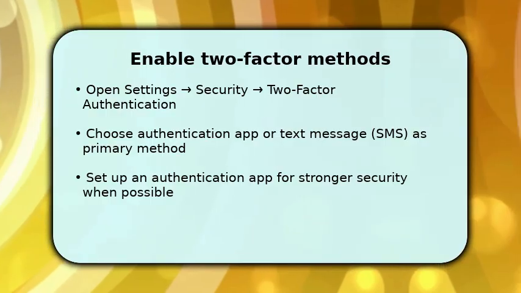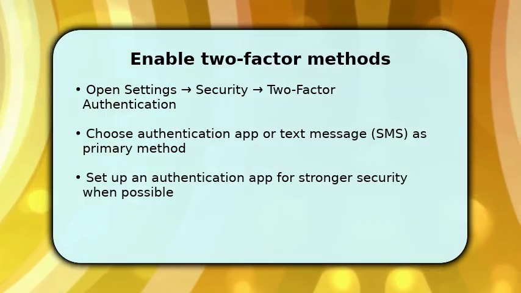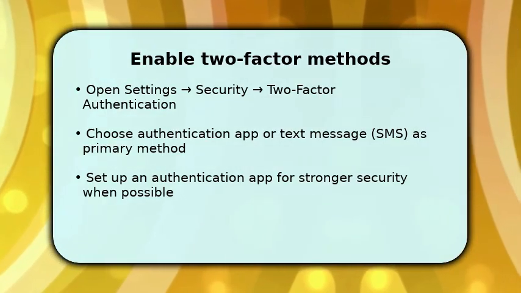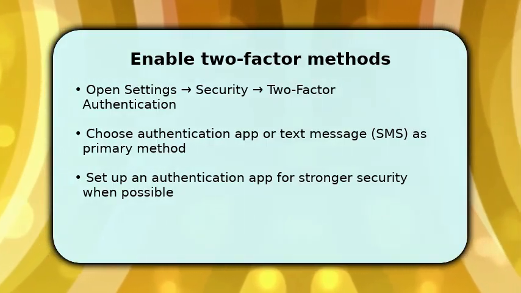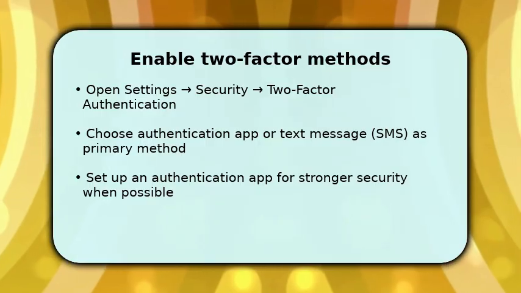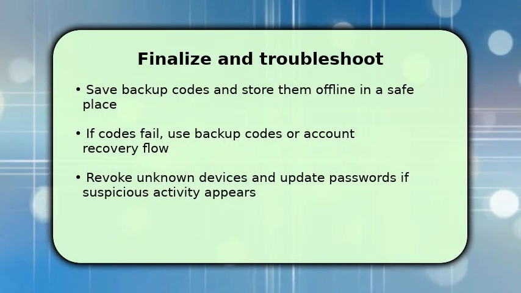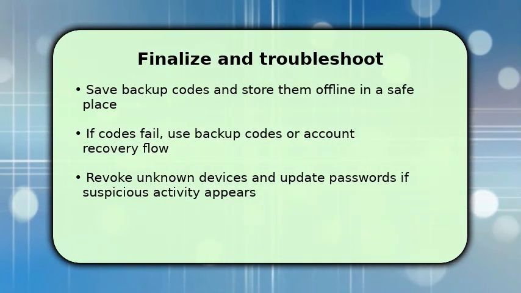Follow on-screen prompts. Instagram will send a code to verify or provide a QR code to scan into your authenticator. After confirming the code, finally, you save the backup codes Instagram provides and store them offline. This step prevents permanent lockout.